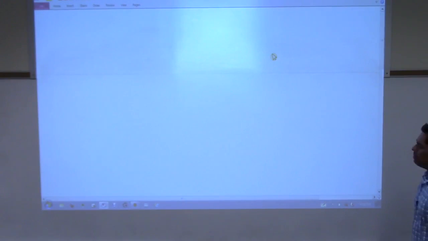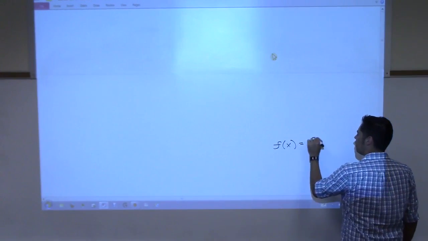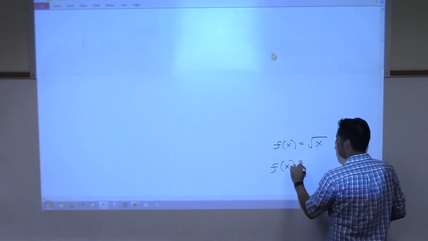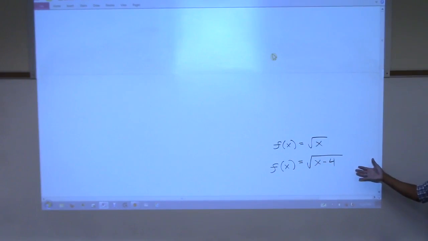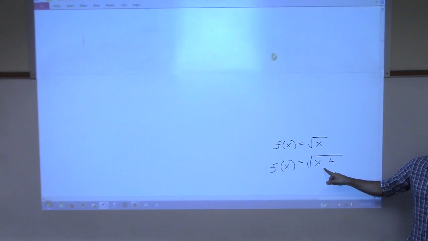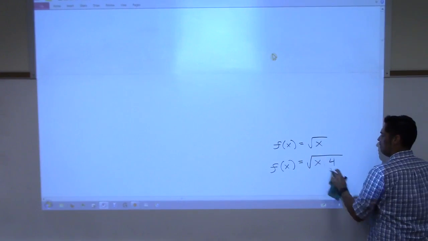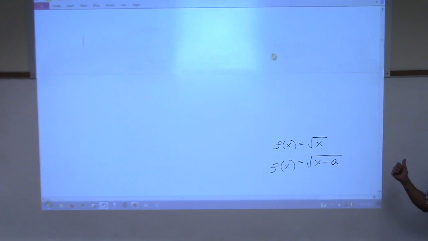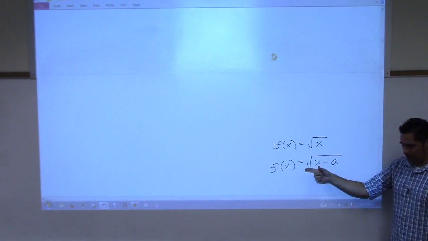I want you to remember that when we had functions like, let's take that root one again, if I were to say, look at that function, but instead of root x, do root x minus 4, what's the difference in these pictures? This is shifted to the right 4, right? If this was a plus, left 4, right? So if I were to write like that, that would be to the right by a. If a was positive, right? This would go to the right a. If a was negative, it would go to the left.